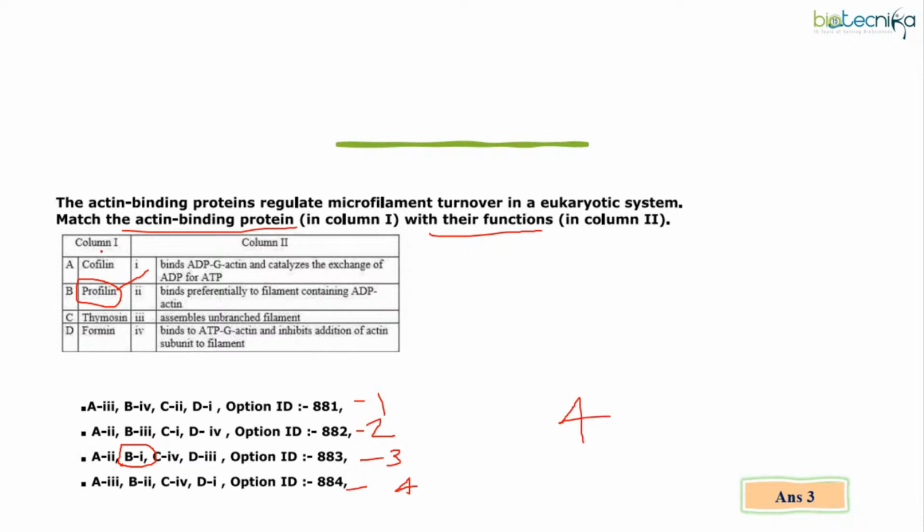Other than that, you can check for other things like cofilin, which is responsible for the breakdown, right? So that binds preferentially to filaments that contain ADP actin, which I have told you just now. Thymosin is responsible for G actin binding and inhibits their addition. And lastly, we have formin, which is responsible for assembly of unbranched filaments.